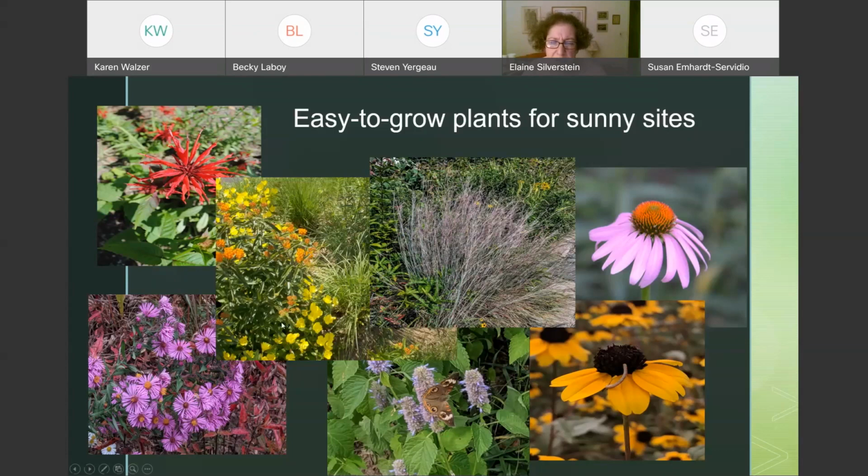Sundrops are Oenothera fruticosa. And a place that I've seen them growing in the wild is between the clefts in the rocks on the seashore in Maine. So that's how tough a plant that is. Also, it turns red. Here it is in fall. It turns this beautiful dark red.